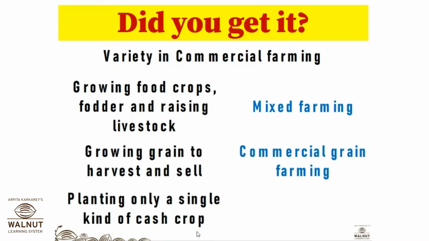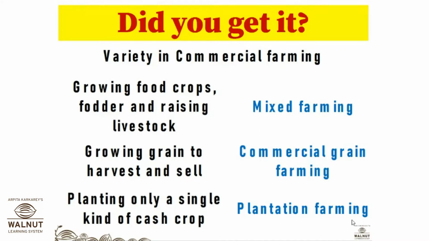Can anybody tell me the example? Cotton, jute, yes, and more which we have seen in Assam, in Karnataka: tea crops. Yes, coffee, tea, all these are considered as cash crops because people are earning lots of money by selling these cash crops in the market. So planting only a single kind of cash crop, this type of farming is known as plantation farming.